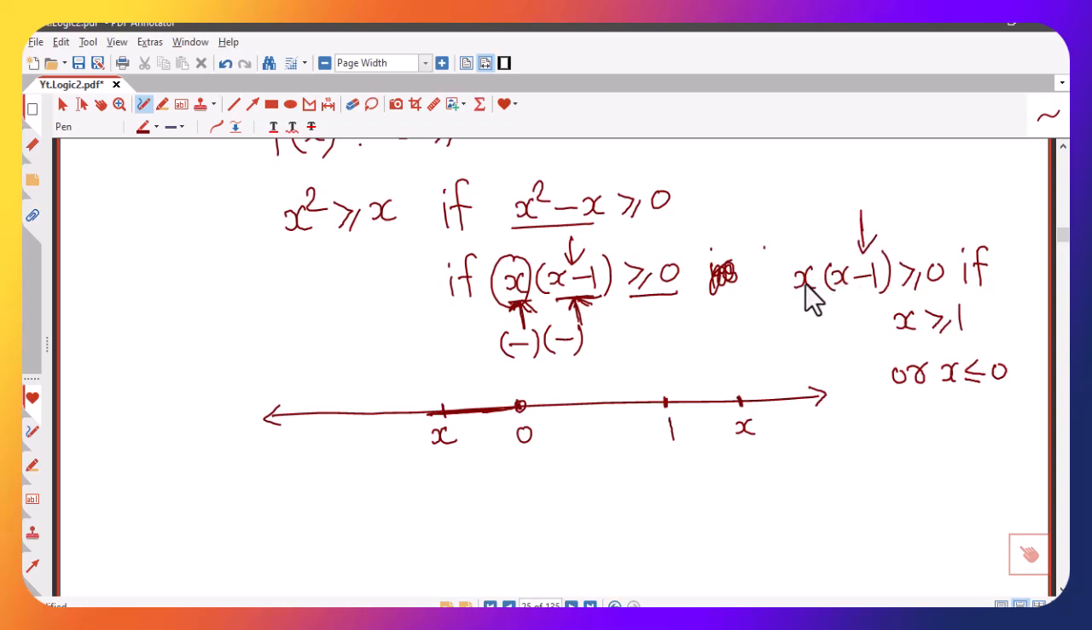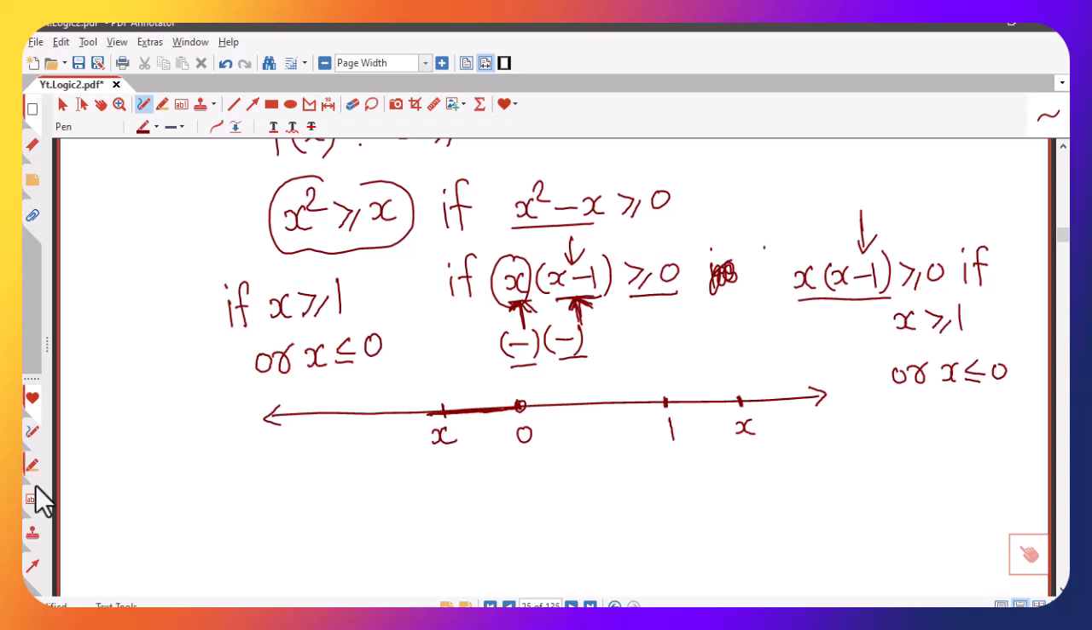For x equal to 0, it will be 0, and for x less than 0, it is going to be positive, because if x is less than 0, then x is negative. If x is less than 0, that means x is less than 1, therefore x minus 1 is also negative, and product of two negative numbers is positive. So now x square is greater than or equal to x. This is true if x is greater than or equal to 1 or x is less than or equal to 0.